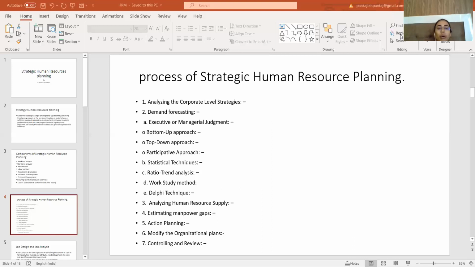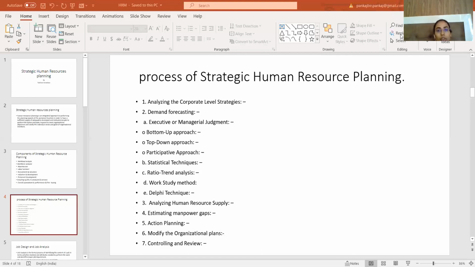For example, if you are going for an expansion program, you need more human resource for that purpose. So on that basis you can assess the requirement of human resource in your organization. Therefore, a strategic human resource planning should begin with analyzing the corporate plans of the organization before setting out any further task for fulfillment. Second step is demand forecasting.